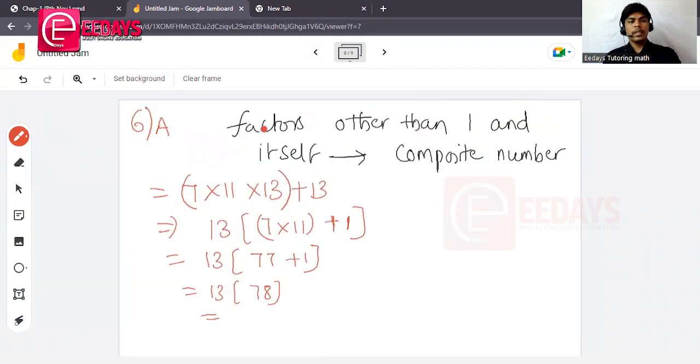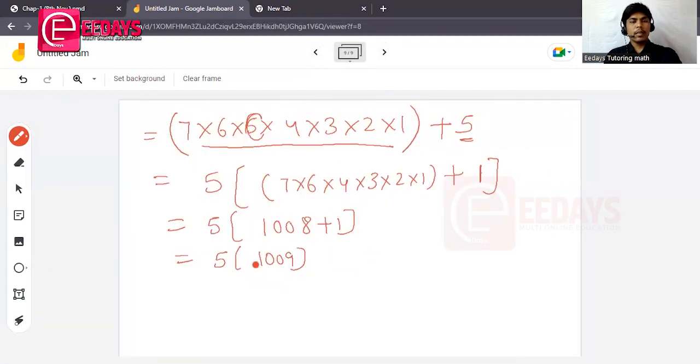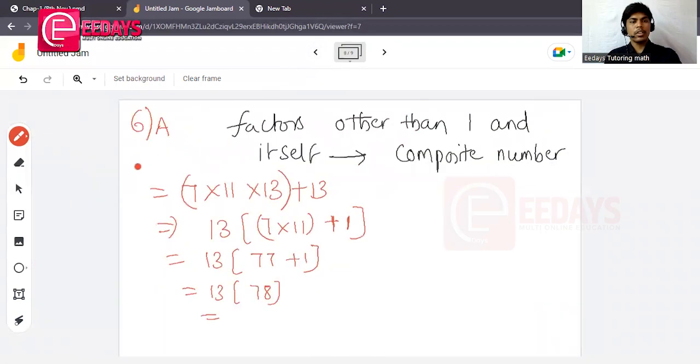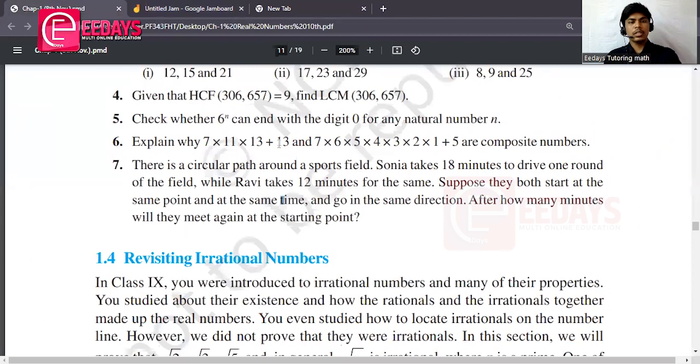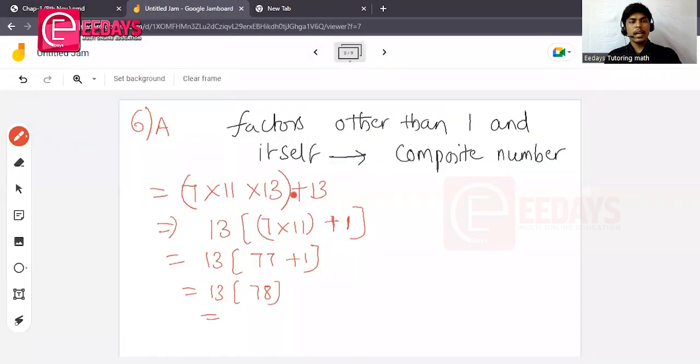So what is a composite number? We discussed that it has factors other than 1 and itself. So we are getting numbers like this, other than 1 and itself. That's why the two numbers given are composite numbers. What they asked in the question was to explain why. So are these composite numbers or not? You just explain by applying the process.